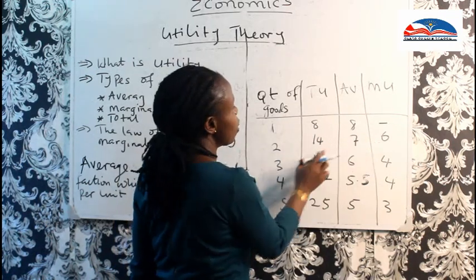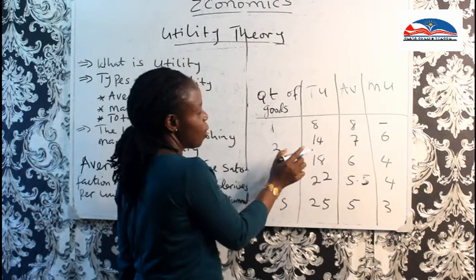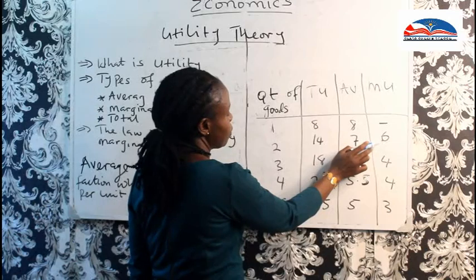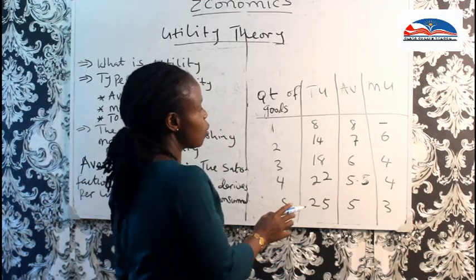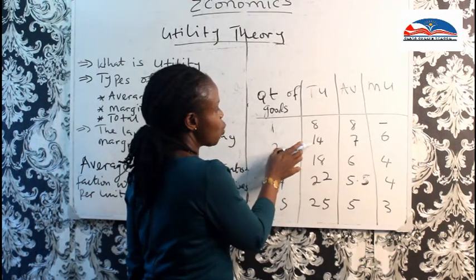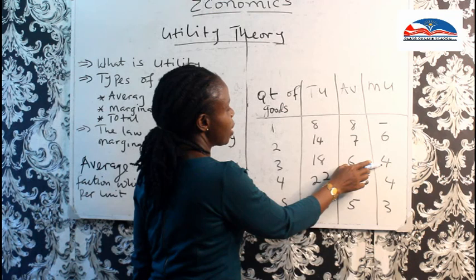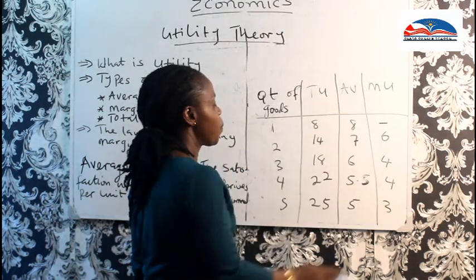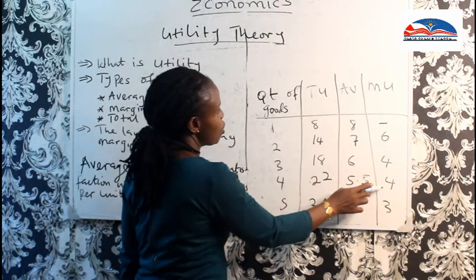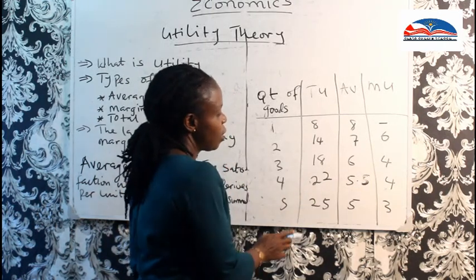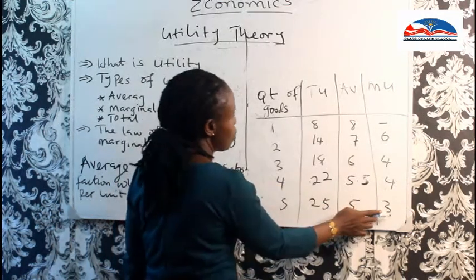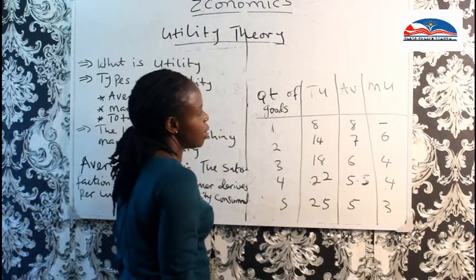Then the marginal is going to be the total units of the second quantity minus the first. It will give us 6. Now the third one, we take the total utility here minus the previous one to give us the marginal utility. Then the 22 here minus the 18 is going to give us 4 for marginal utility. The 25 here minus the 22 is going to give us 3 for marginal utility.